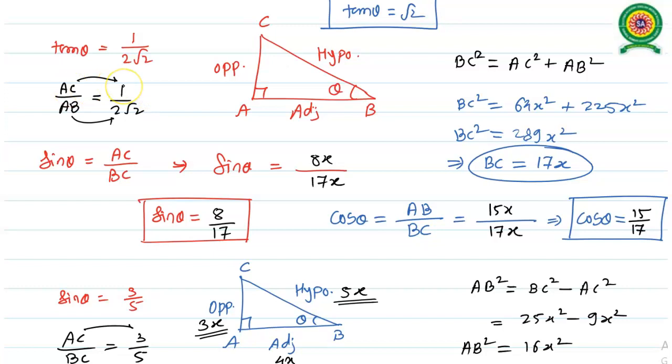So AC is some scalar multiple of 1, taking the scalar multiple as x, 1 into x is x. While the adjacent side, the value of AB, is some scalar multiple of 2 root 2. So we have 2 root 2x.